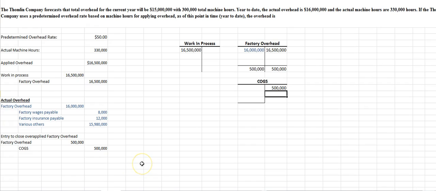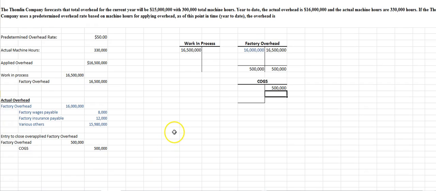Something else I had to say is there is another video that does a problem, and the problem is problem 17-2A. Please watch that video because there's going to be a lot of questions on how to make entries related to product costs as they go from raw materials to work in process to finished goods, and then finally to cost of goods sold.